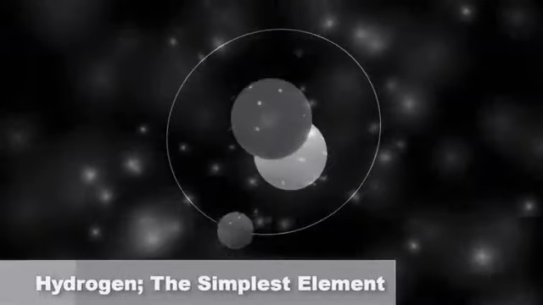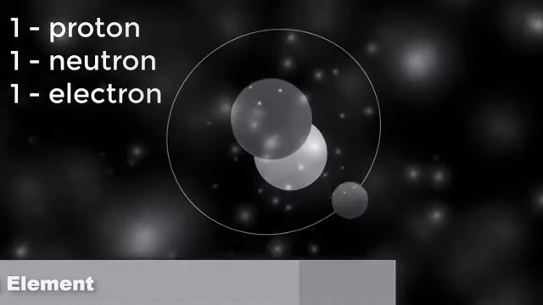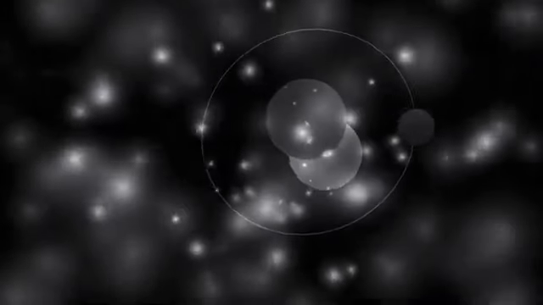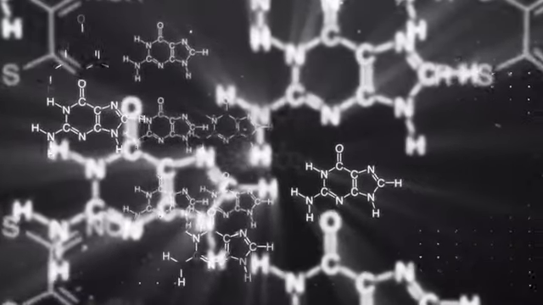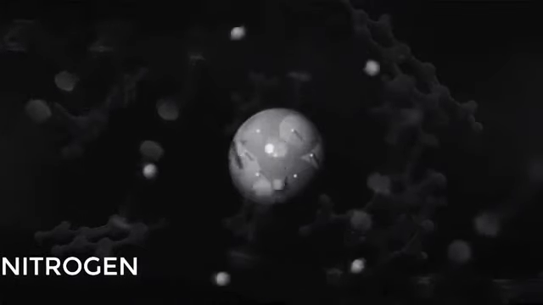Hydrogen is the simplest element. Its atom contains only a single proton and a single neutron. As a result of this simplicity, hydrogen readily bonds with other elements, making it an important component for the formation of living organisms. Nitrogen atoms are important components of many proteins and of DNA.